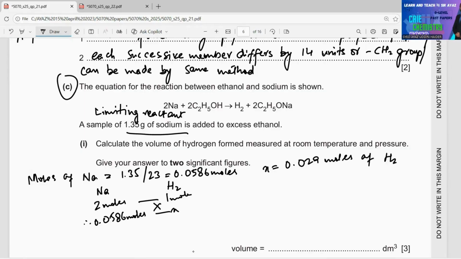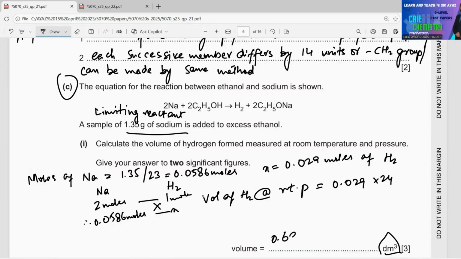And you want to find the volume of hydrogen in dm cube. If you want to find it in dm cube, you need to multiply it by 24. So the volume of H2 at RTP is equal to 0.029 multiplied by 24, and the final answer must be 0.696. If you want, you can round it off to 0.7 also. So both of these answers are correct.